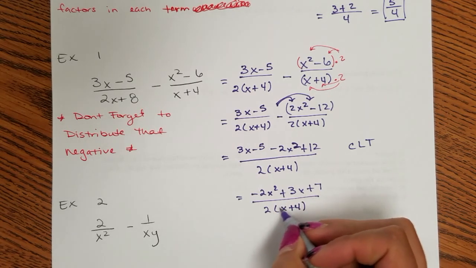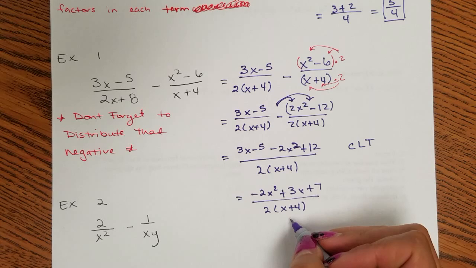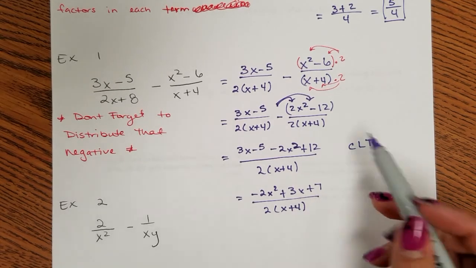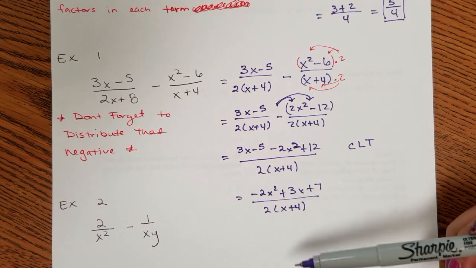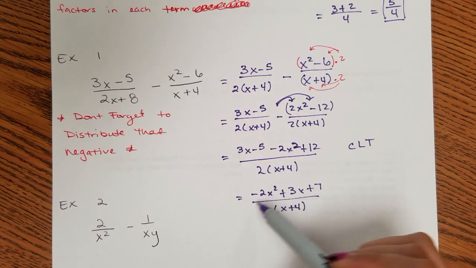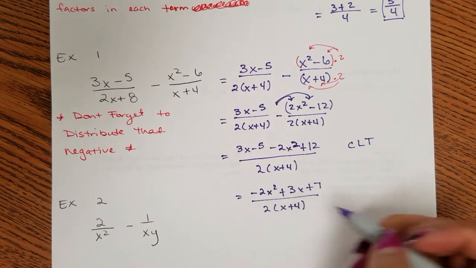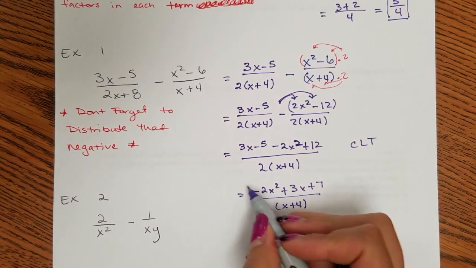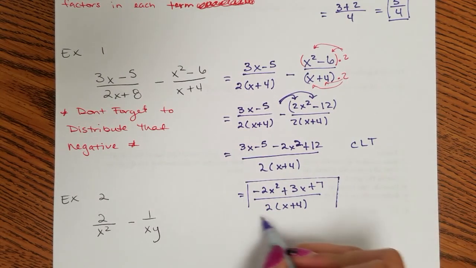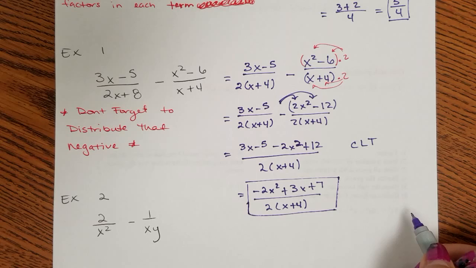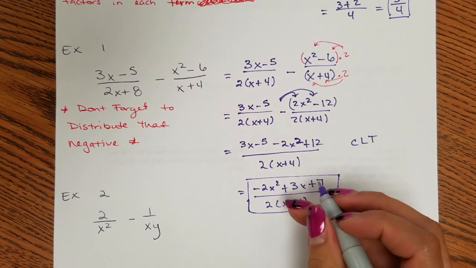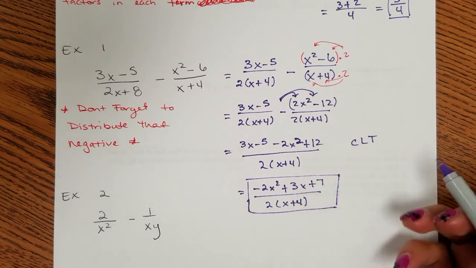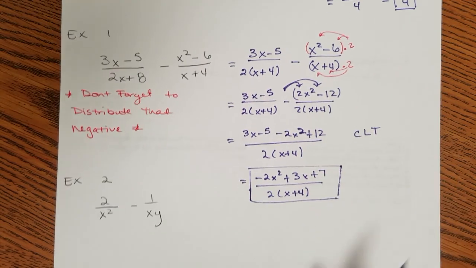If you wanted to distribute this 2 and give me 2x plus 8, that's fine. But for the purpose of this section and in Khan Academy, you can go ahead and leave it factored. So my numerator does not simplify. I can't factor it out. So that's actually going to be my answer right here. Right? If you could, you would simplify and go ahead and cancel out any factors that are the same in the top and the bottom.